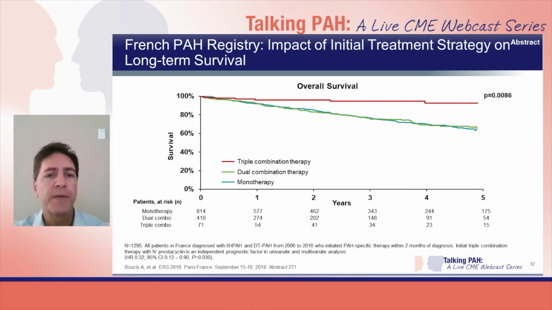If you look at the French PAH registry, the impact of initial survival, whether it's triple or dual or monotherapy, can make a difference in this one study. So triple combination therapy had a statistically significantly better 5-year survival in the 90s versus in the 70s to 80s for anything short of triple combination therapy.